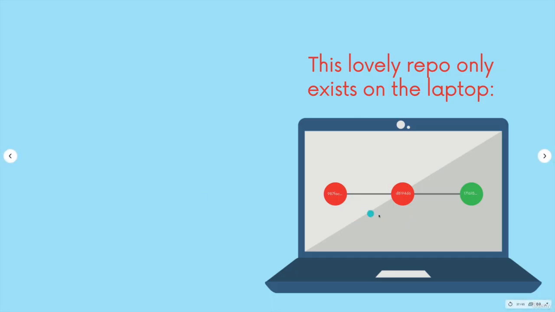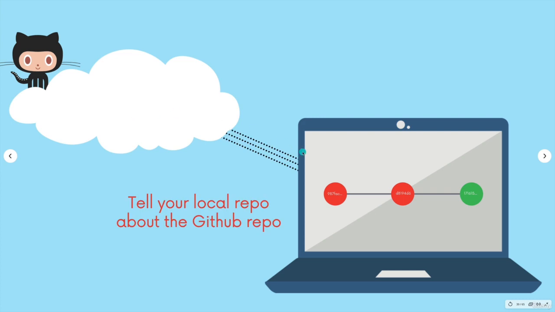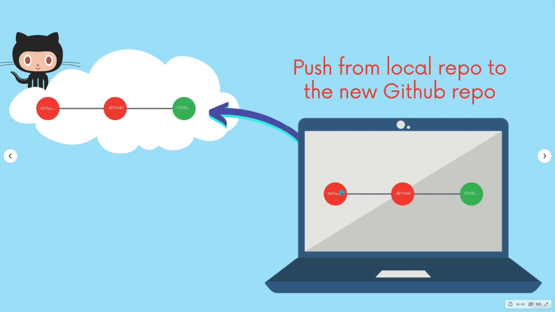So we have our existing repo. I'm doing that stupid Great Gatsby novel fake repo. I created an empty GitHub repo, and then I set my remote called origin so that it points at this empty GitHub repo. So the final step is to push up.